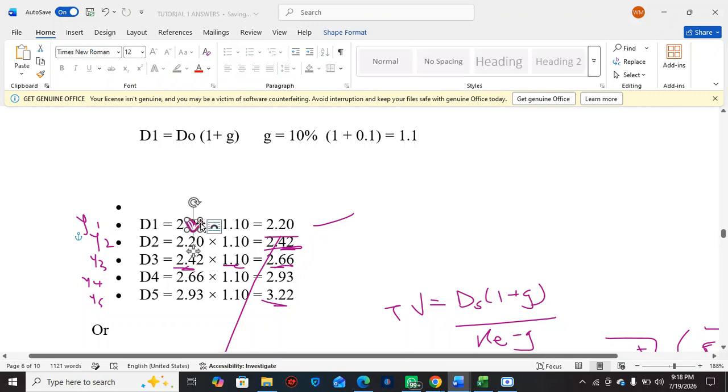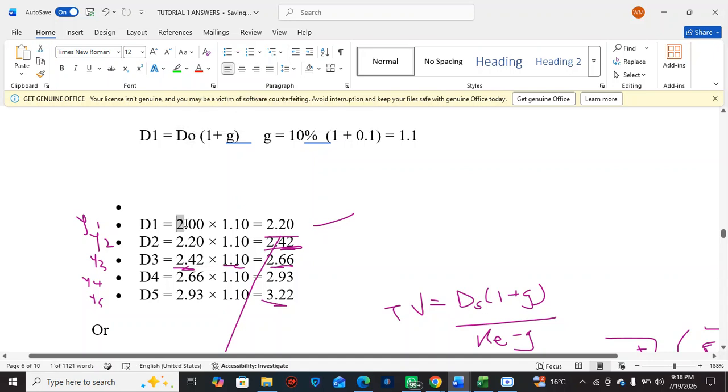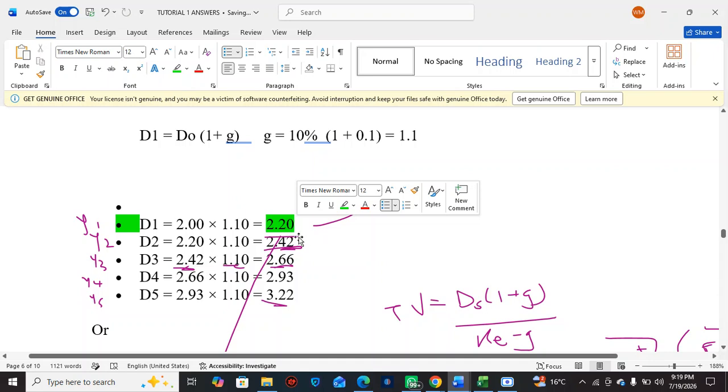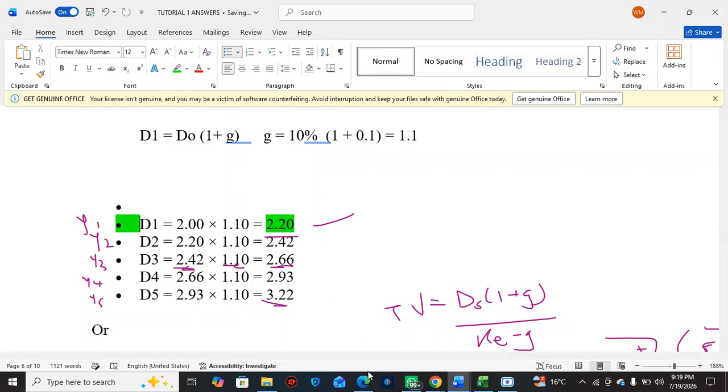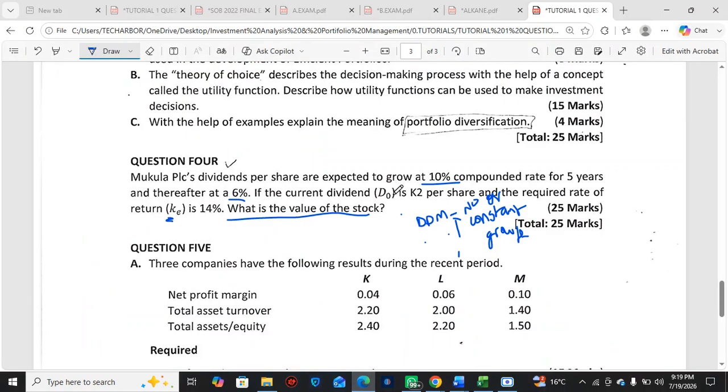So in year one, the expected dividend is the current dividend D0, which is 2 kwacha, multiplied by our growth factor of 1.1. So 2 times 1.1 is 2.2. It means the dividend that will be paid in year one is 2 kwacha 20 ngwe. Any question? Yes, madam, the current dividend is 2 kwacha per share.